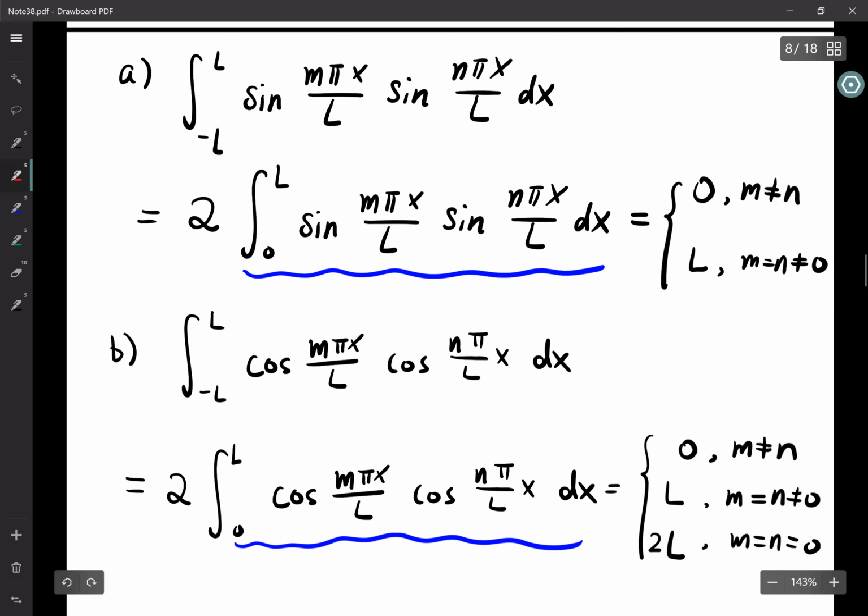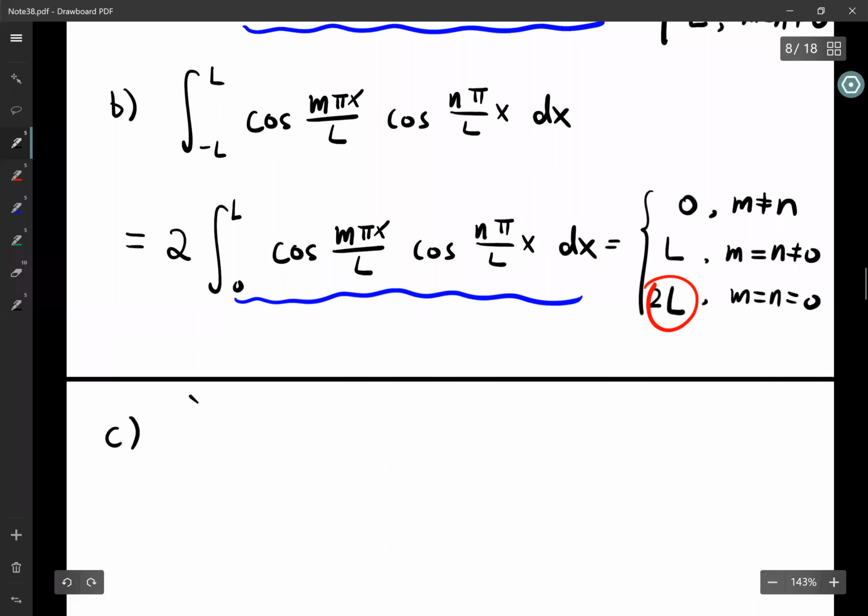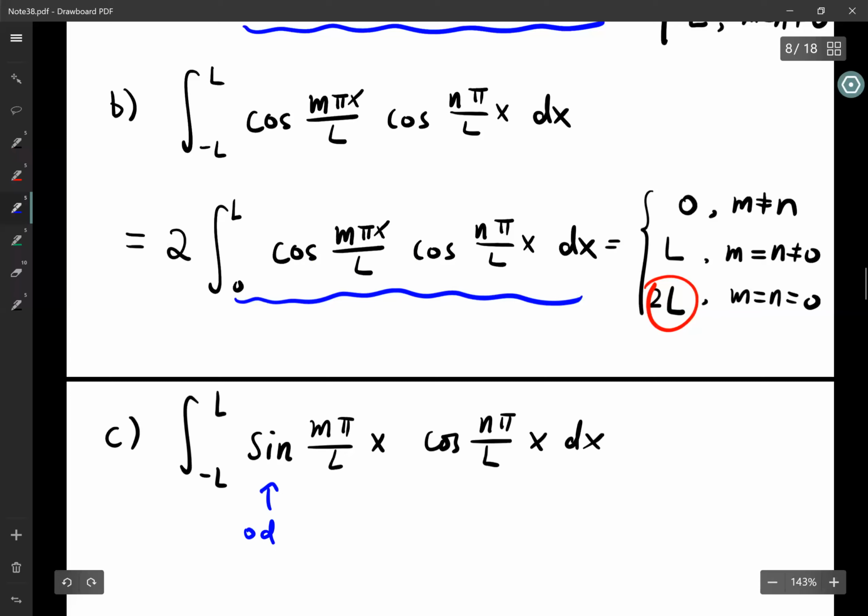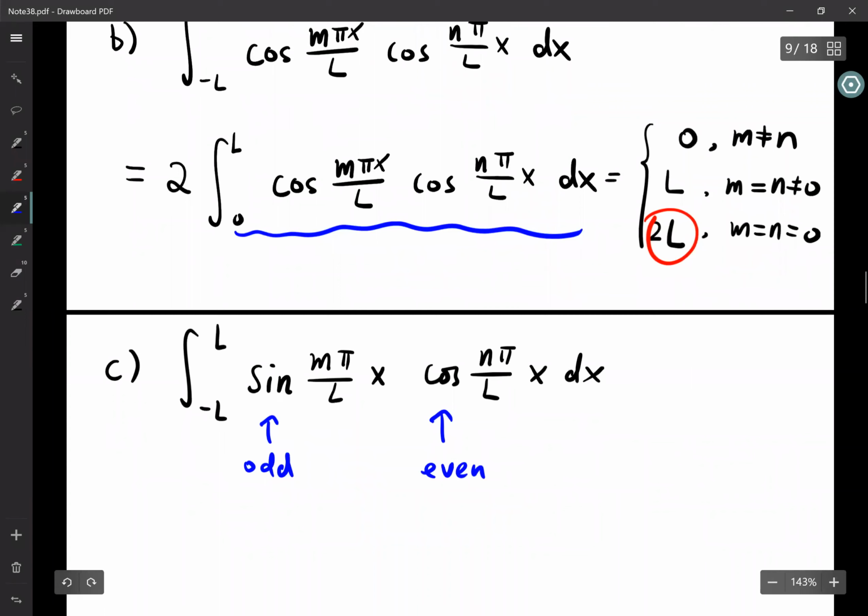So again, pay attention to the constant term. And finally, we need to verify that for the sine and the cosine, this inner product should be 0. But this is easy because this is an odd function and this is an even function. An odd function times an even function is an odd function on a symmetric interval. So this is just 0.